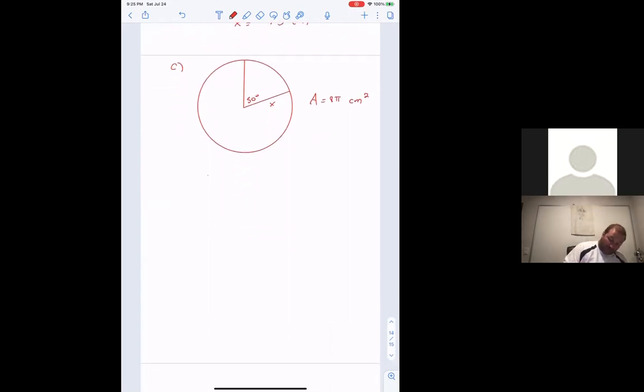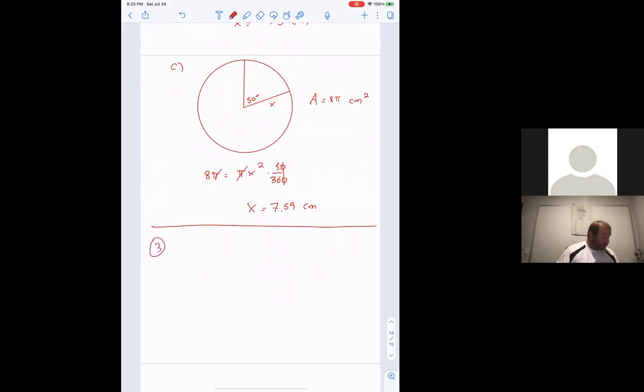Okay, so 8 pi is equal to pi x squared times 50 over 360. Pi's cancel, zeros cancel. 8 times 36 divided by 5. And then we square root that. X has to be positive because it's a physical length. So x equals, to 3 sig figs, 7.59. And it's a length, so centimeters.